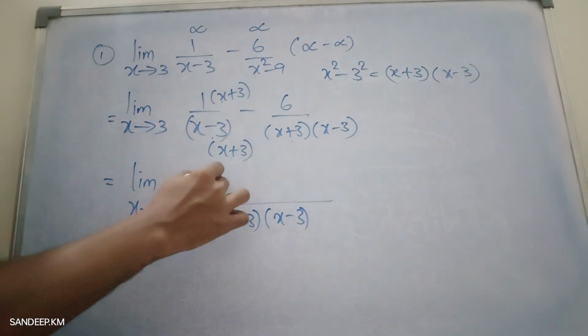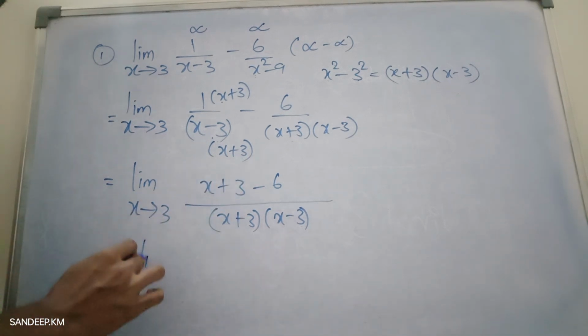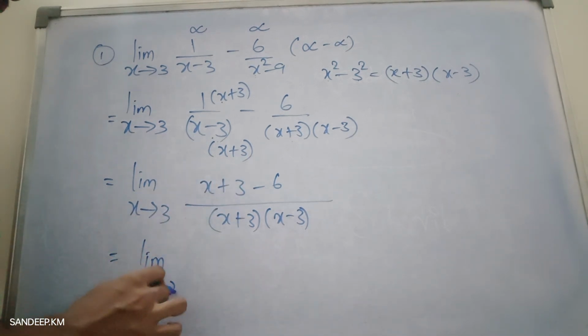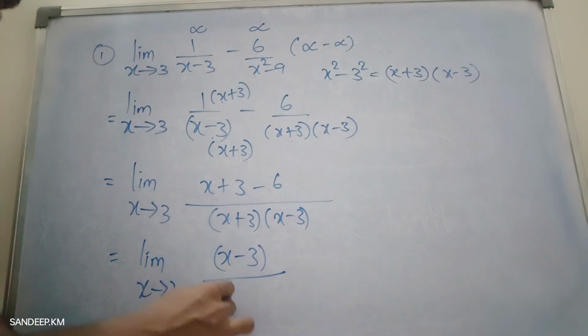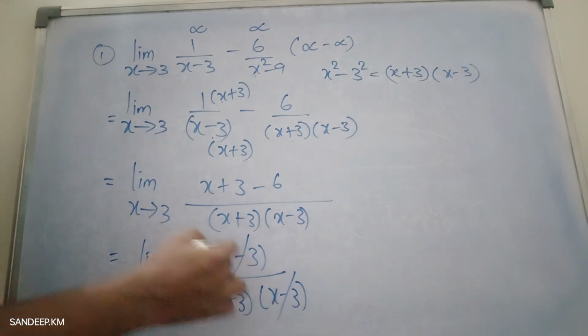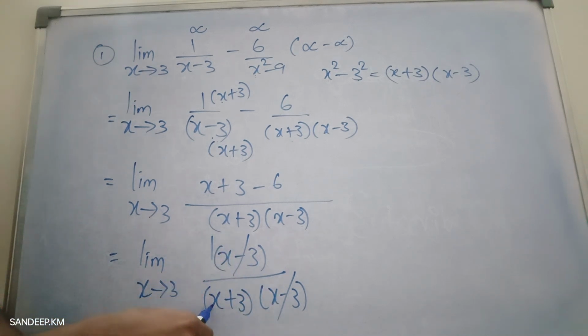x plus 3 minus 6. So if you simplify the numerator, what do we get? Limit x approaches 3, x minus 3 divided by x plus 3 into x minus 3. So now these two will get cancelled. The trouble creator is gone. Now you can substitute x as 3 happily.